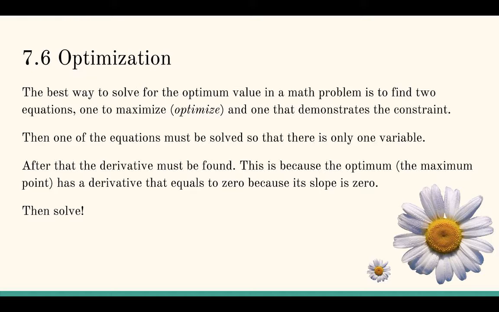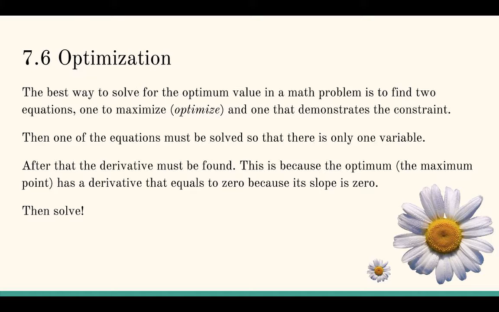Finally, we can move on to 7.6, which is optimization. The best way to solve for the optimum value in a math problem is to find two equations, one to maximize or optimize, and one that demonstrates the constraint. Then one of the equations must be solved so that there is only one variable to work with, and after that the derivative must be found.